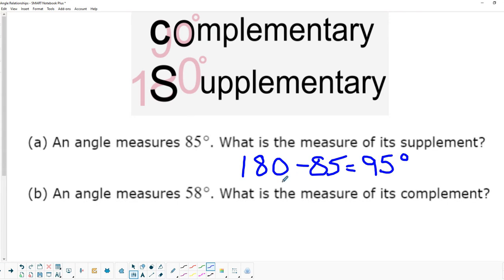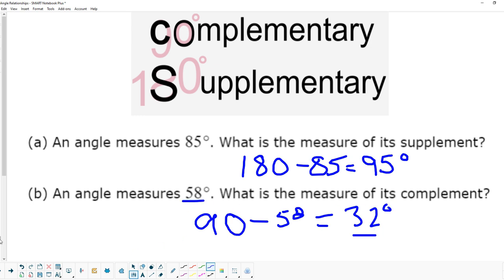All right, an angle measures 58 degrees. What is the measure of its complement? So to find its complement, we're just going to subtract it from 90. Okay, so 90 minus 58 would equal 32 degrees. Look at that. So the complementary angle to 58 is 32 degrees.